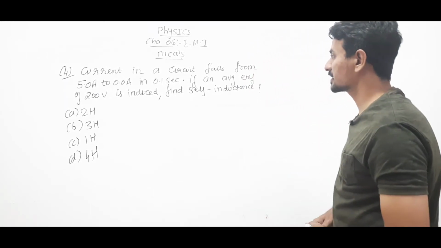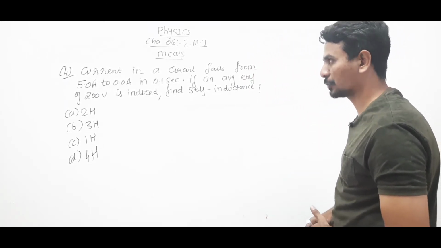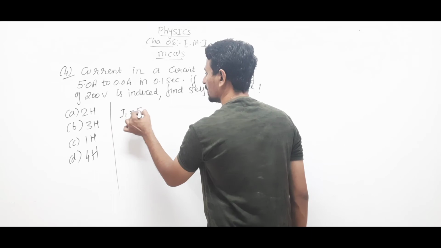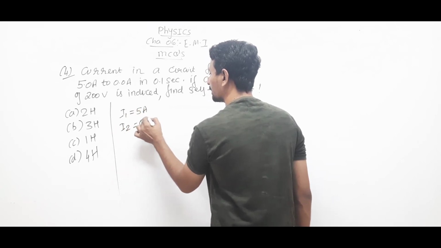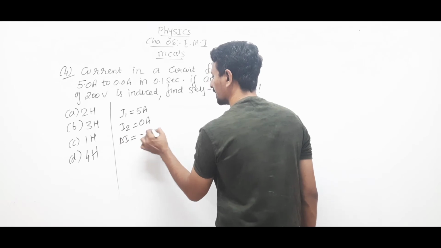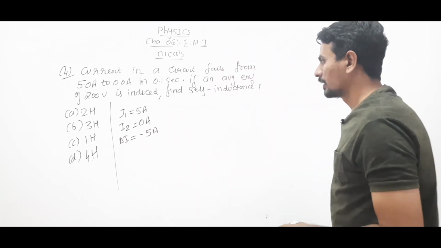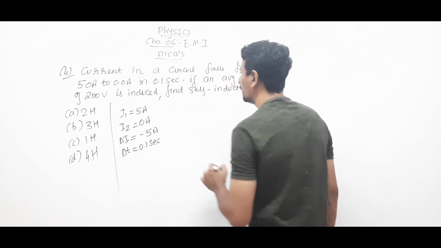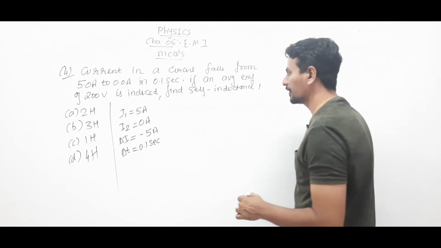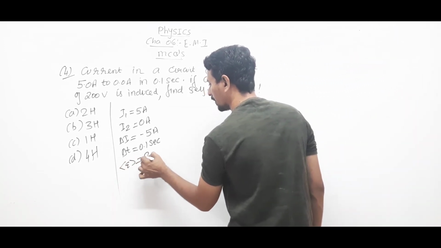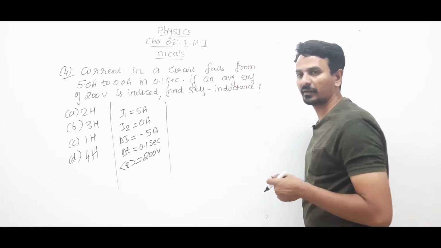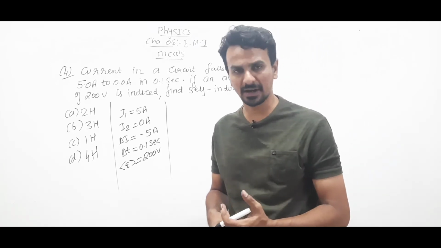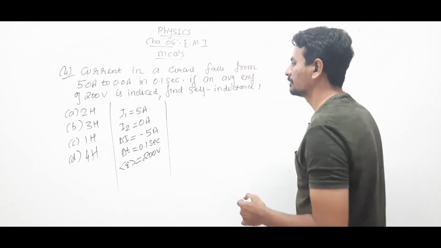Fourth one. Current in a circuit falls from 5 ampere to 0 ampere. So initially current was 5 ampere and then it reduces to 0 ampere, so delta I will be minus 5 ampere, in a time interval of 0.1 second. If an average EMF of 200 volt is induced, EMF is induced because current is changing. If current changes, magnetic field will be changing, flux will be changing, and EMF will be induced, right? Fine. So what is the self inductance?